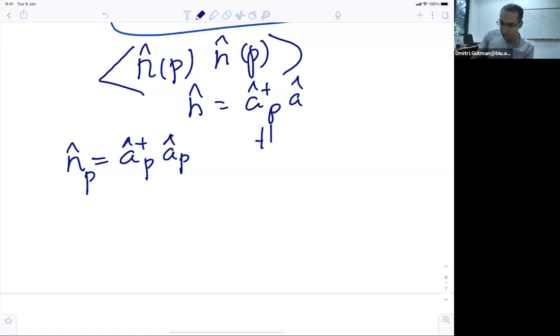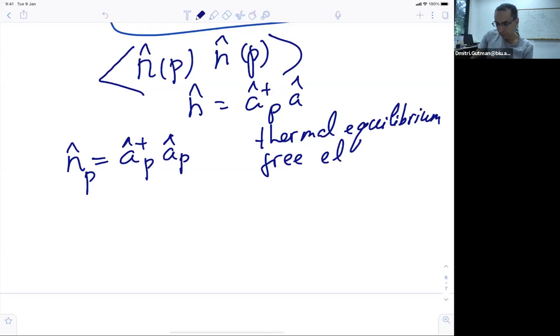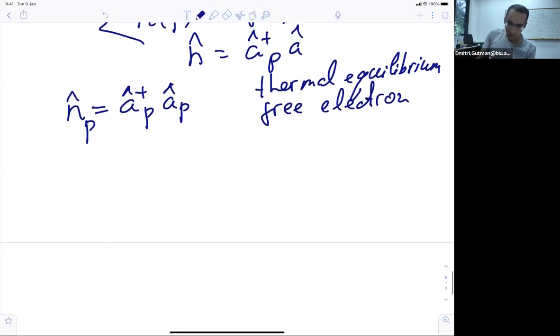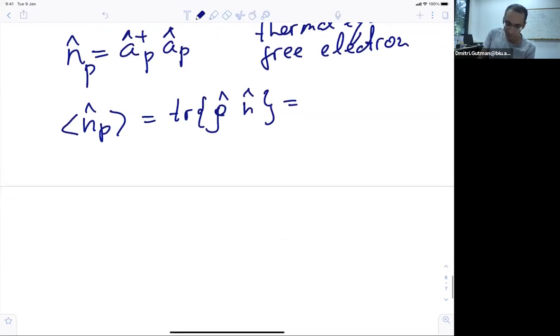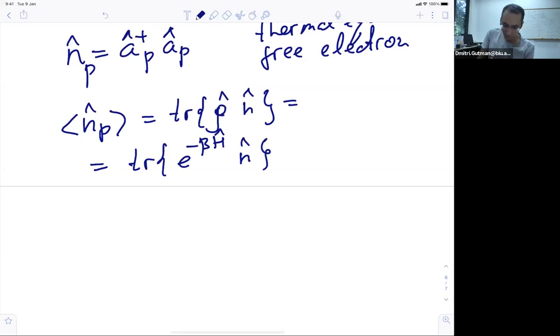So, thermal equilibrium, free electrons. I can compute an average value of this object, the average value of N_p. What do I mean by that? Like I said, I mean exactly the trace of the density matrix with this operator. What do you mean by thermal equilibrium? At thermal equilibrium, I mean trace of exponent minus beta H with this operator. What is the Hamiltonian at thermal equilibrium? It's the sum of over k of epsilon_k a dagger_k a_k.